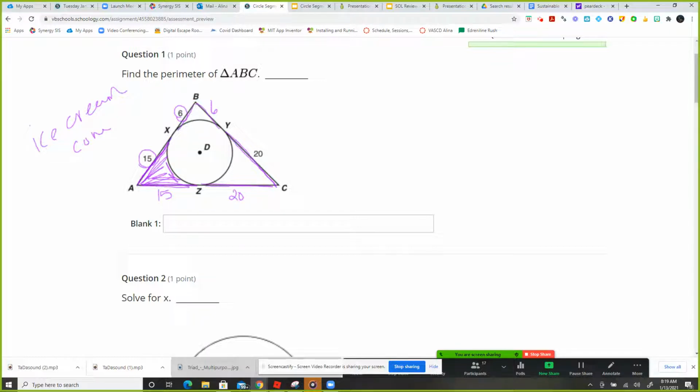And perimeter just means the distance all the way around. If I'm running the perimeter of Mount Trashmore, I'm running around the track, around the outside of the park, right? So we're going to do 6 plus 20 plus 20 plus 15 plus 15 plus 6, or 2 6s plus 2 15s plus 2 20s equals the perimeter. So what'd you get for the perimeter? If you do 20 plus 15 plus 15 plus 6 plus 6 equals? 82.